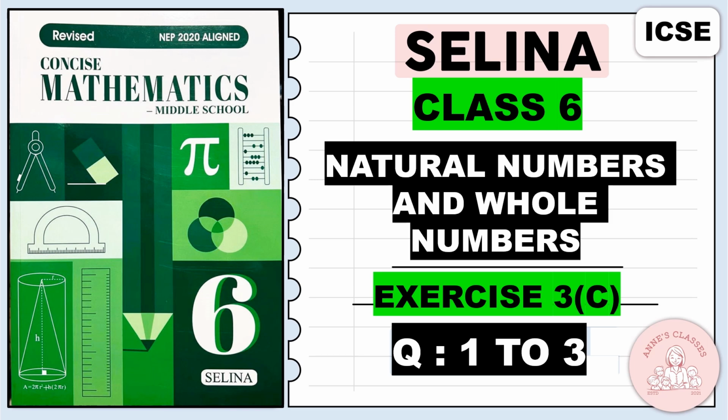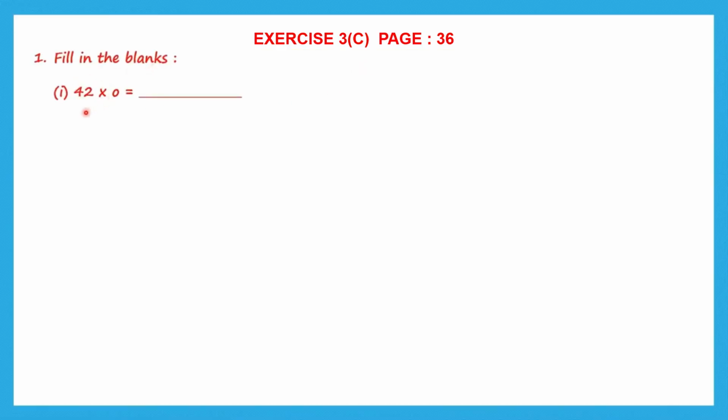Let's do natural numbers and whole numbers, exercise 3C. This is on page number 36. Fill in the blanks. Now we have multiplication. We're going to use different properties of multiplication.